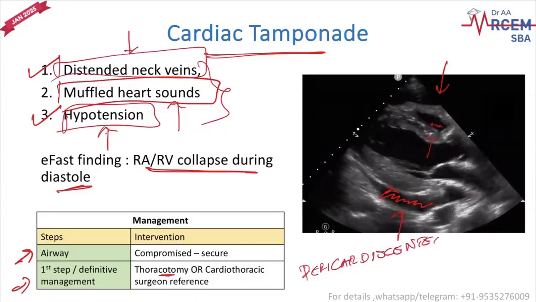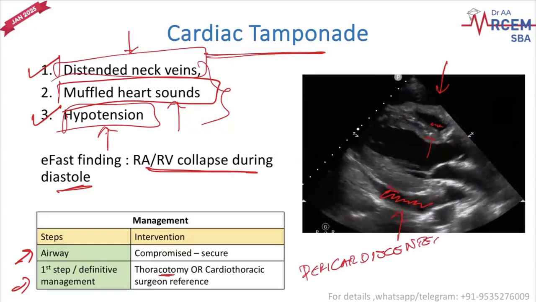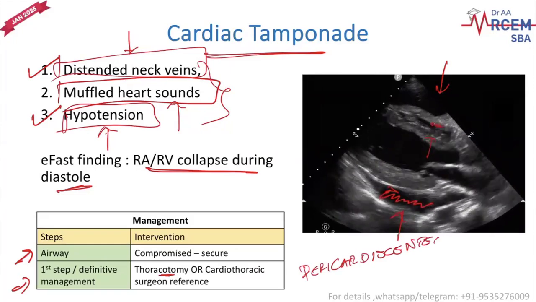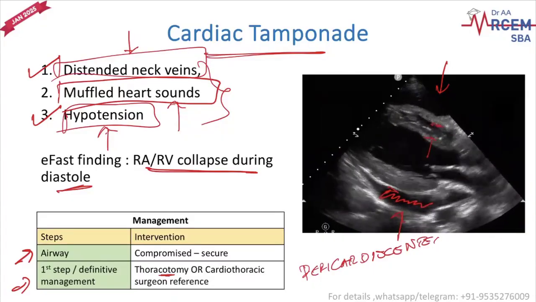Okay, pericardiocentesis can be done at that point of time. It is a temporary measure, but might be life-saving in this individual. So you do a pericardiocentesis and try to involve the cardiothoracic surgeon as soon as possible. Shift to a center where a cardiothoracic surgeon is available so that they can do a thoracotomy.